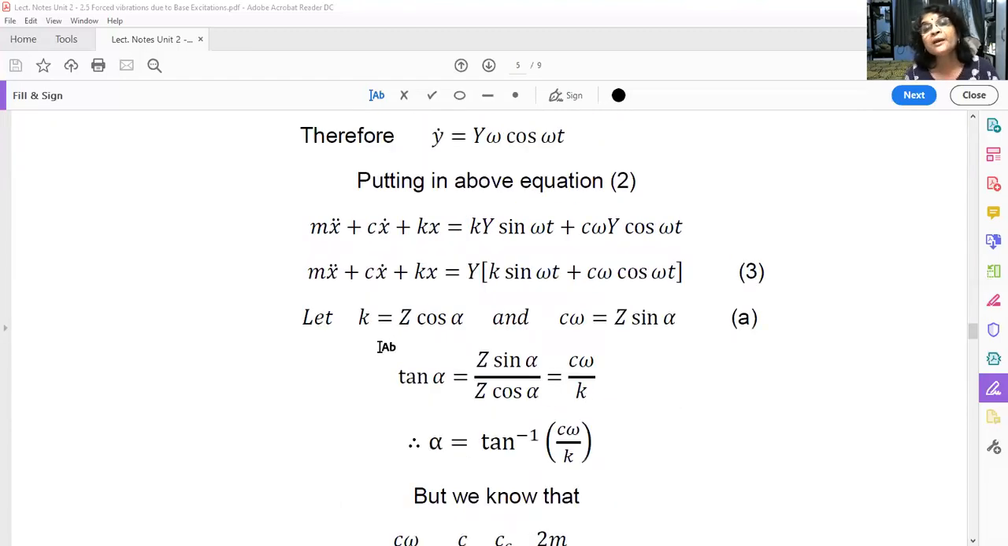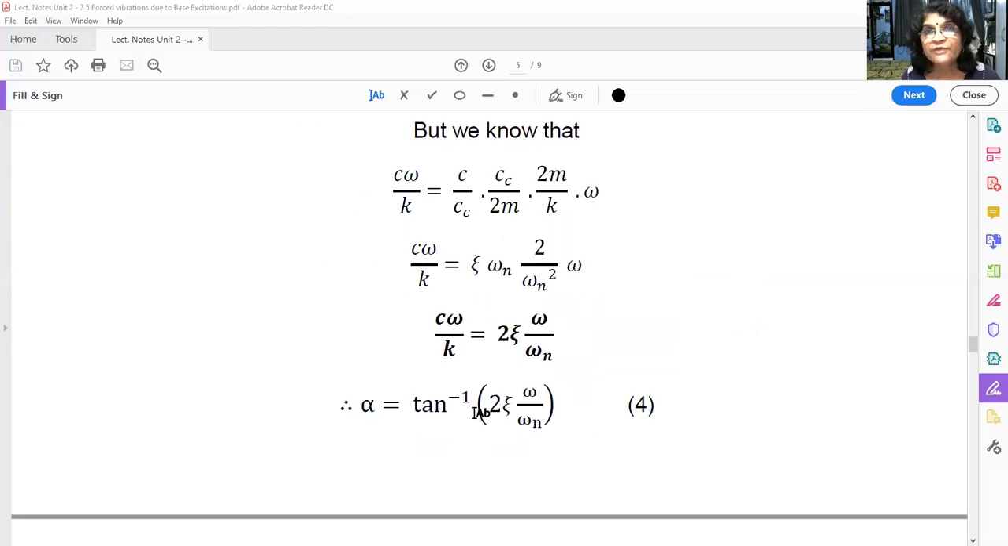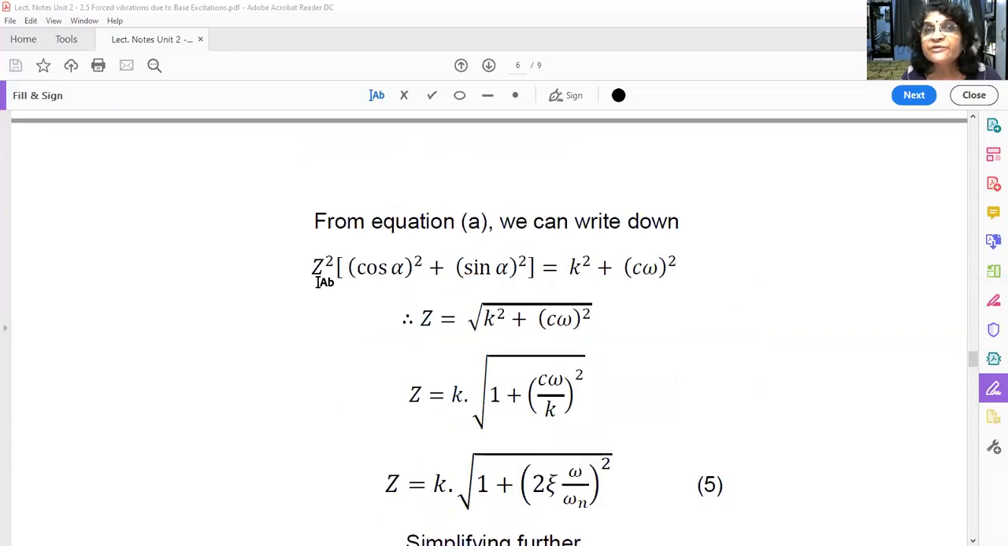Before that, what we did, we squared this term and added this term, that is k square plus c omega bracket square is equal to what? Z square into bracket cos square alpha plus sine square alpha. First we have done this operation. You know cos square alpha plus sine square alpha is 1. So z square is equal to k square plus c omega bracket square. So what do you mean by z? Square root of k square plus c omega square.